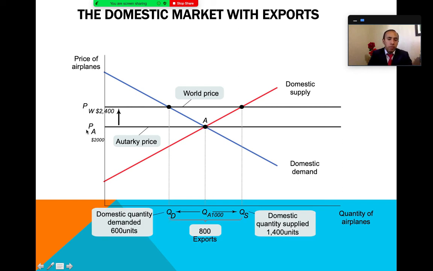So they were producing 1,000 in domestic markets to domestic consumers, selling them at 2,000. Now with world access and an open market, the suppliers can sell at 2,400 and produce 1,400, which is significantly more. And if the quantity demanded domestically is only 600 units at 2,400, and producers are producing 1,400, the difference is exported to the rest of the world at a higher world price. It could be sold to anybody where the relationships have been established.